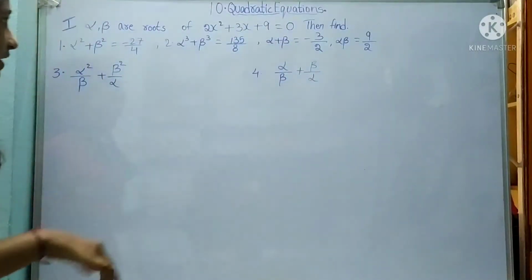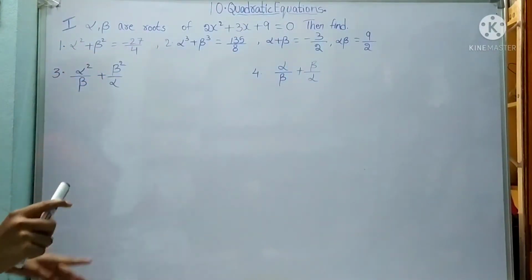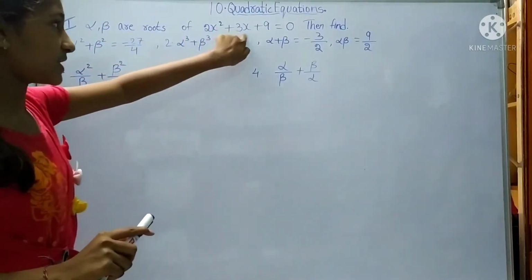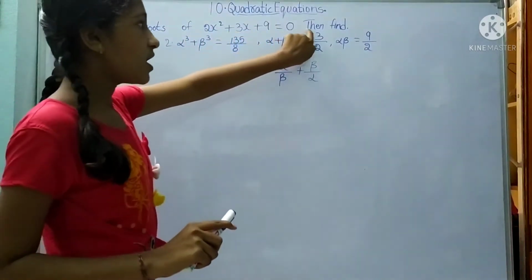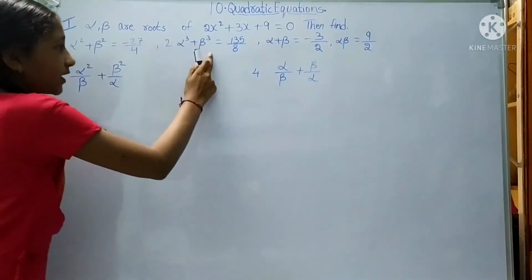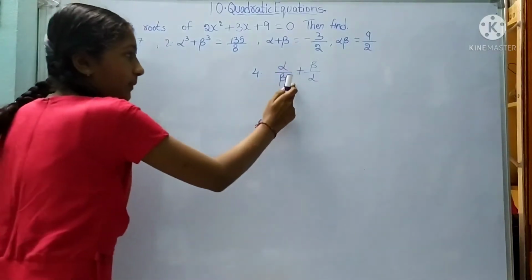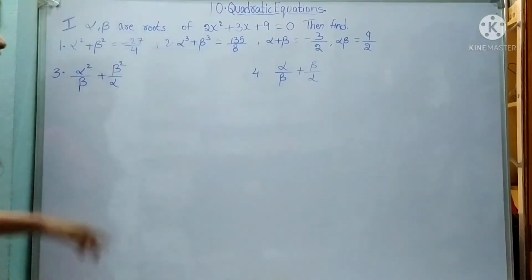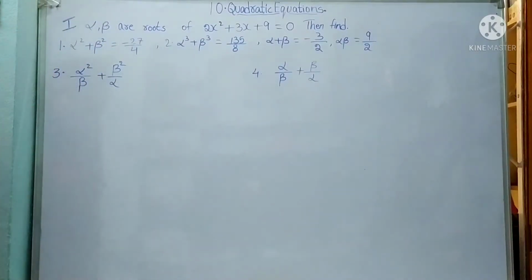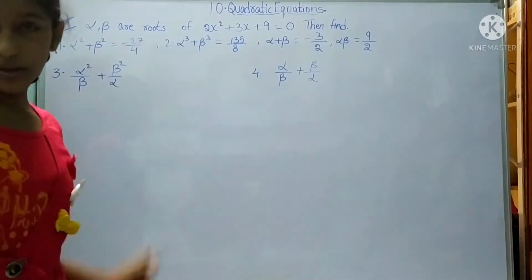In the last video I said these two sums: if alpha and beta are roots of 2x square plus 3x plus 9 is equal to 0, then find alpha square plus beta square, alpha cube plus beta cube, alpha square by beta plus beta square by alpha, and alpha by beta plus beta by alpha. So for this problem we have four sums. In the last video we did these two sums, and in this video we do these sums.